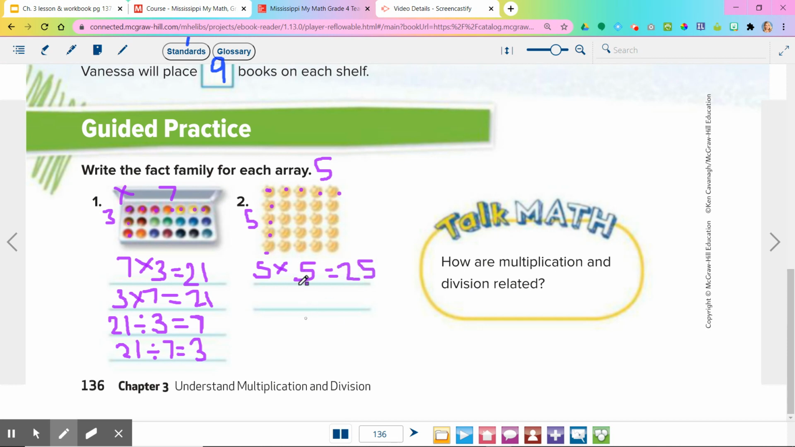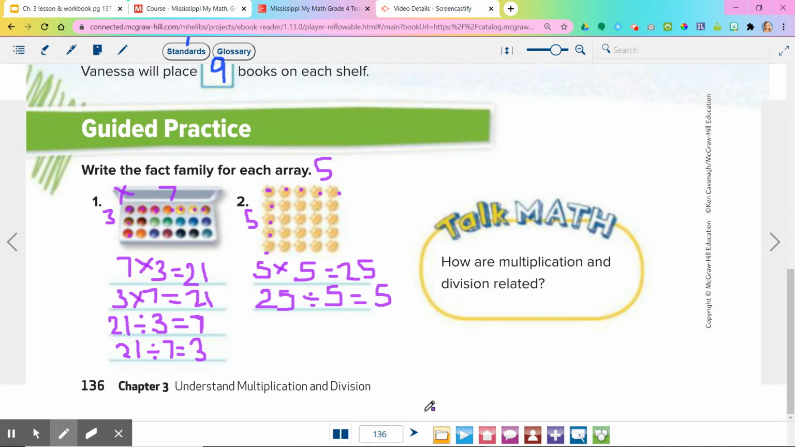Now you'll notice they only gave me 2 lines right here. That's because if I do the commutative property and I flip my 2 factors, if I swap these 5s, they're still going to be 5s. So there's no use to rewrite that. So now I'm going to skip straight to my division sentence. I'm going to start with that big number. I'm going to pick one of these factors, which happens to be the same. And what times 5 gives me 25? 5.